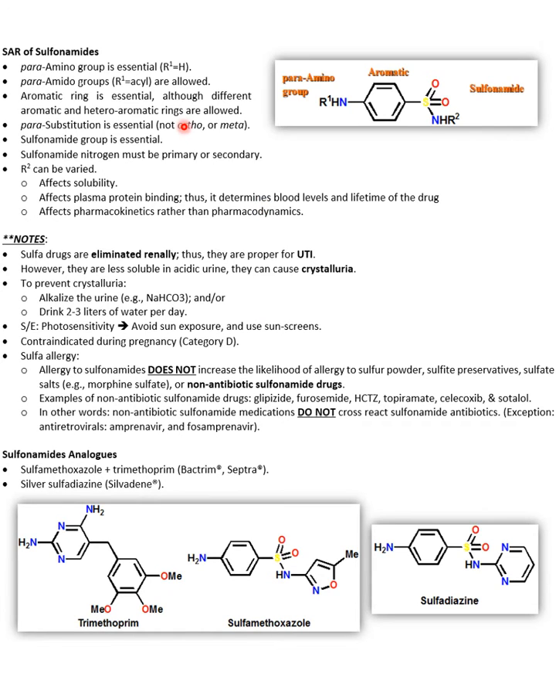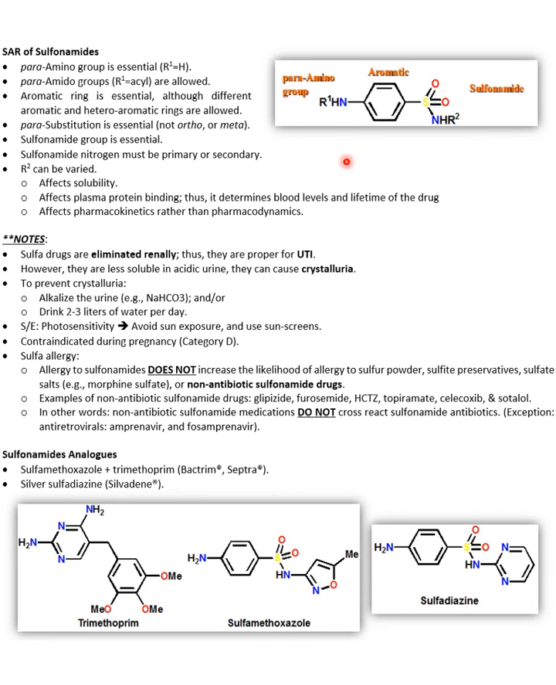Next, let's talk about the SAR of sulfonamides, the structure activity relationship. This shows the structure of the sulfonamides. It has the sulfonamide group. In fact, the name comes from this group here. It has the sulfonamide group, which is the S double bond O with the amide nitrogen. As far as sulfonamide antibiotics, they have the aromatic ring and they have the para amino group.